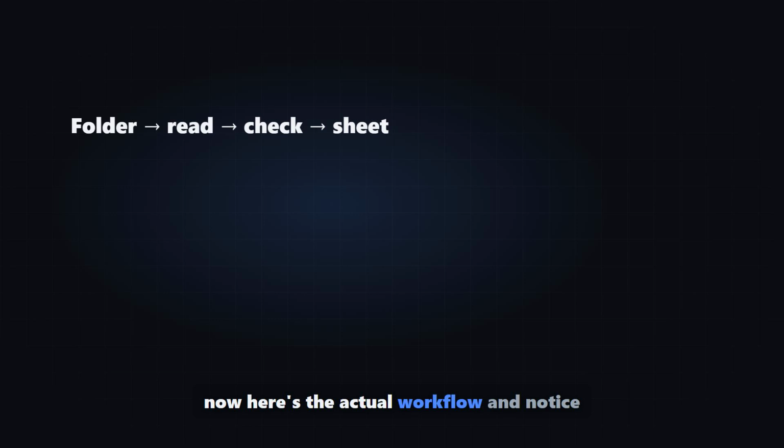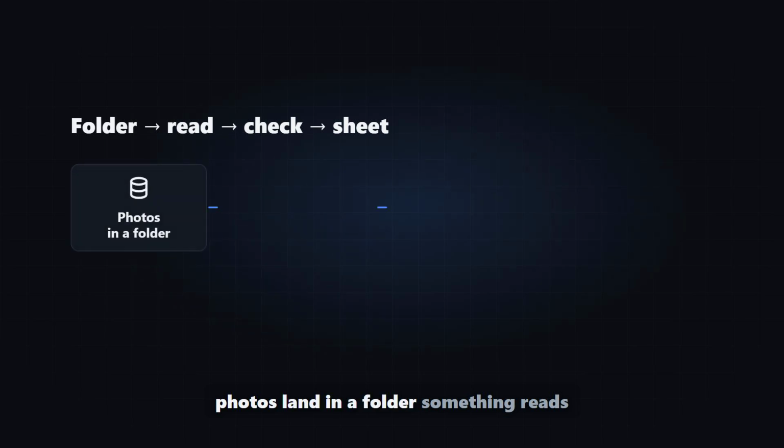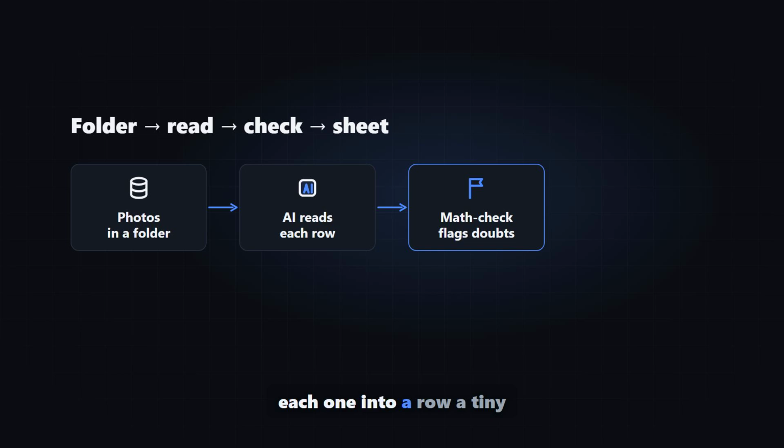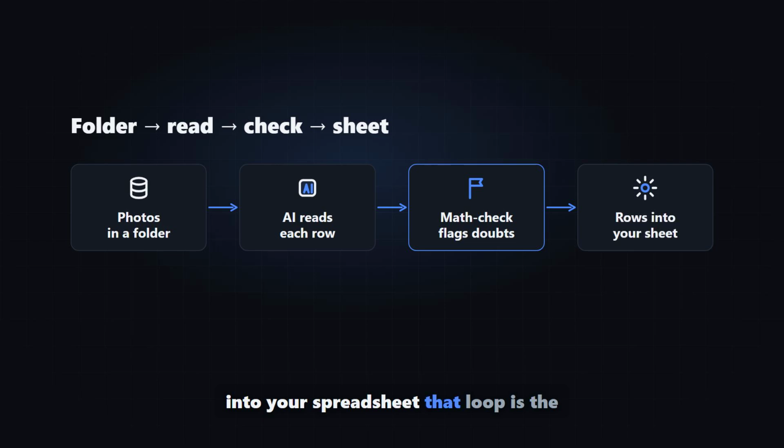Now here's the actual workflow, and notice it has nothing to do with which AI you use. Photos land in a folder. Something reads each one into a row. A tiny script rechecks the math and flags anything it doubts. The clean rows drop into your spreadsheet. That loop is the automation. The AI in the middle is just a swappable part.